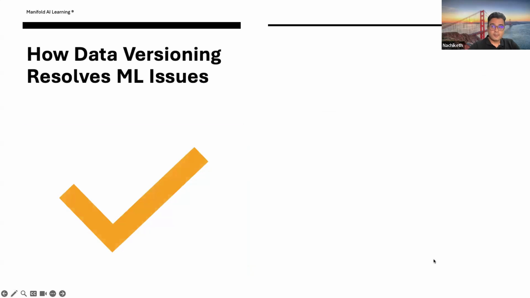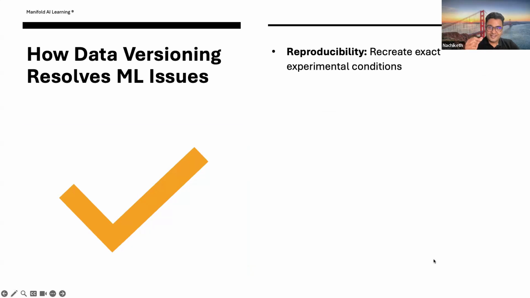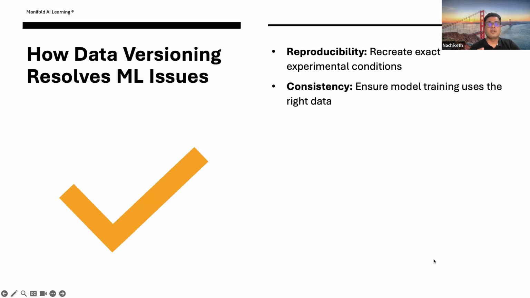One of the ways in which this data versioning is helping us is reproducibility. We'll be able to recreate the exact experiment condition on which we got a specific metric from the evaluation, because we are now able to track the changes in the data set and we can roll back to that version so that we can reproduce the experiment. Another benefit is consistency. This will ensure the model training uses the right data set.